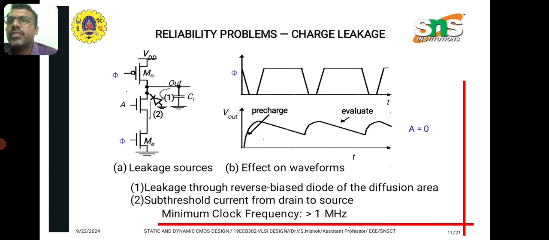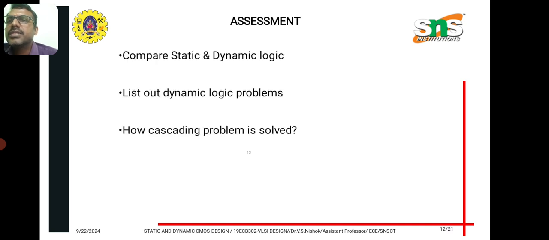This will be overcome with the help of the domino logic. The main disadvantage of the dynamic logic is the cascading issue, and that will be overcome with the help of the domino logic, which comes under the same dynamic CMOS design.